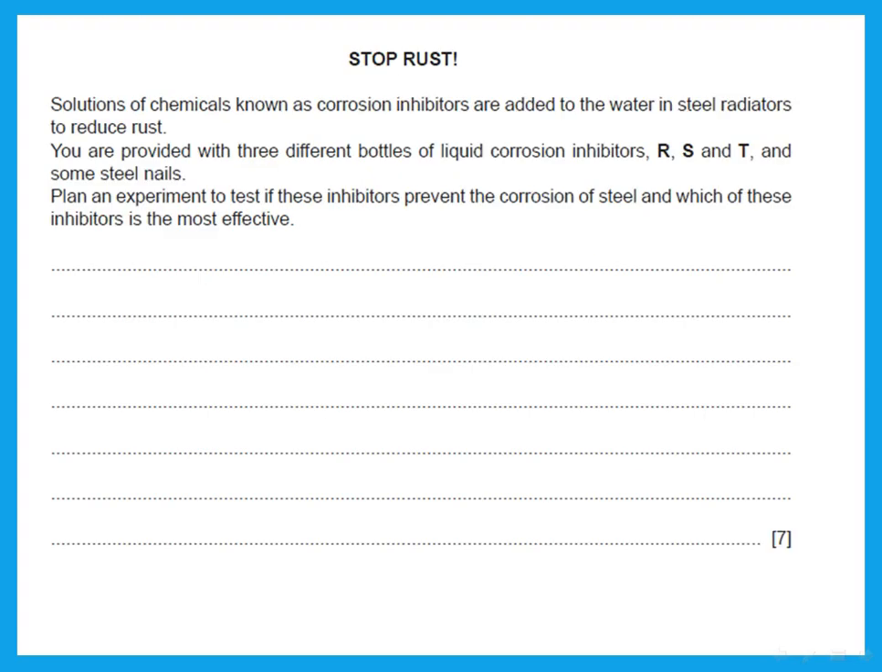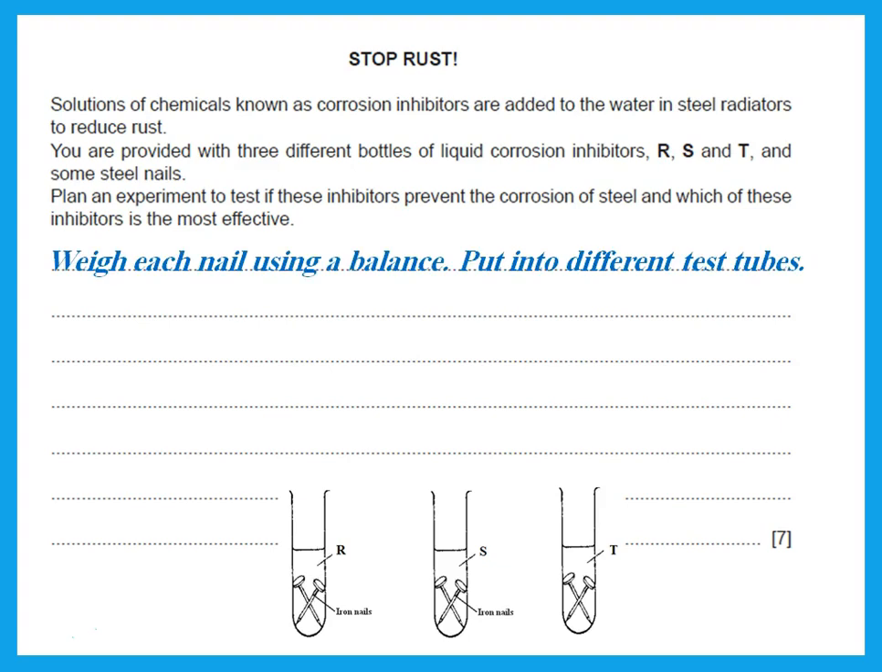This is another experiment. Solutions of chemicals known as corrosion inhibitors are added to the water in steel radiators to reduce rust. You are provided with 3 different bottles of liquid corrosion inhibitors. Remember, the word inhibitor means something that prevents corrosion. And some steel nails. Plan an experiment to test if these inhibitors prevent corrosion of steel and which of these is the most effective. So this is the opposite of the other one. We want to know which one will not cause rusting.